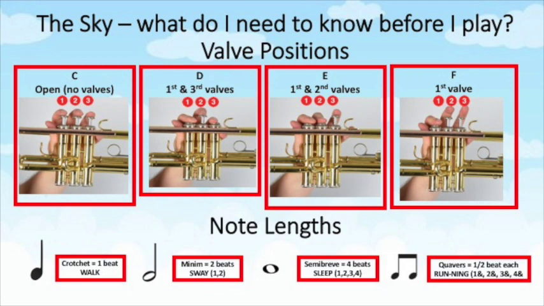For people who play a valved instrument, remember, C is open, no valves. D is first and third valve. E is first and second valve. And F is first valve.